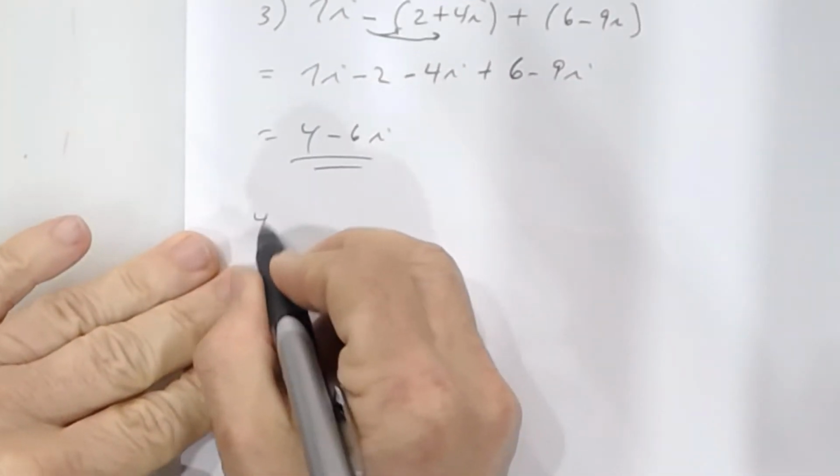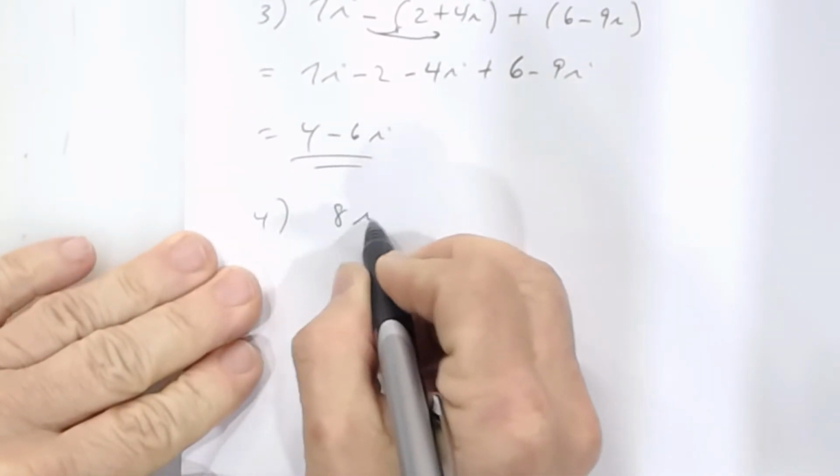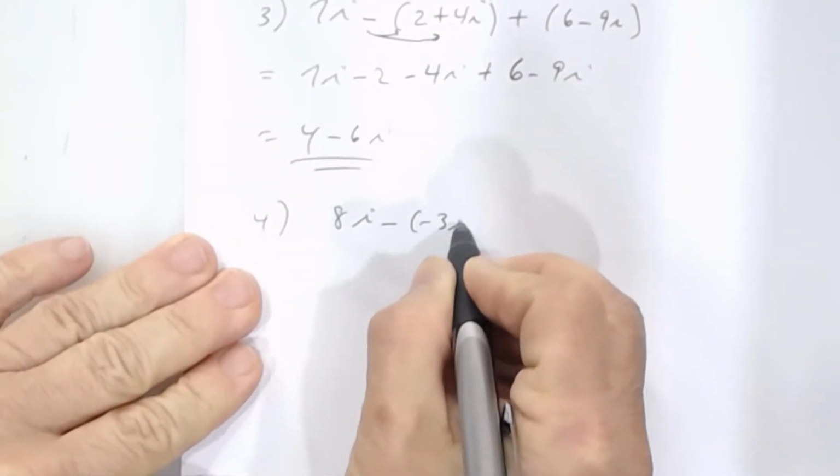Number 4. 8i subtract a negative 3i. So you see one like this in my math lab as well. Use the idea we talked about in number 2. This is easy to deal with if you think about number 2, when we discussed number 2. So that's why I discussed number 2 the way I did.